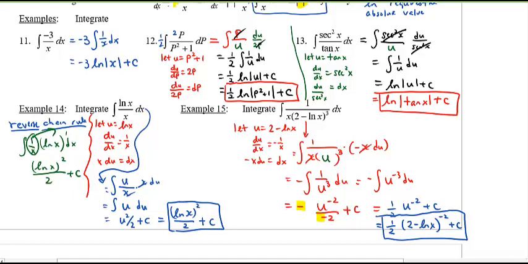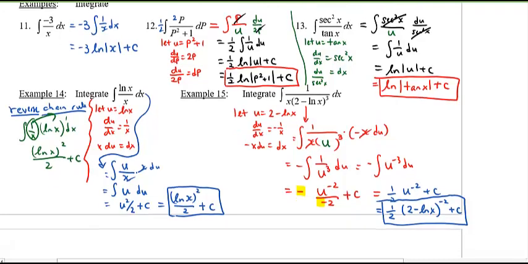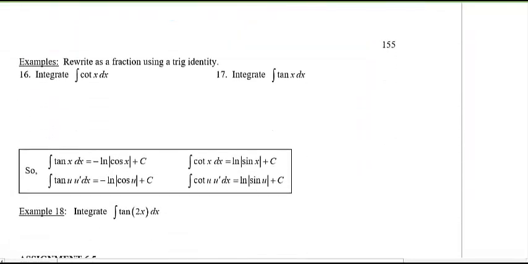All right. And if you thought we were done, I'm so sorry. A few more examples here for you.